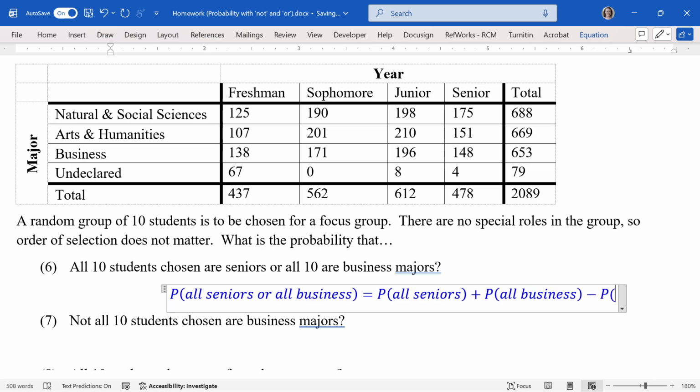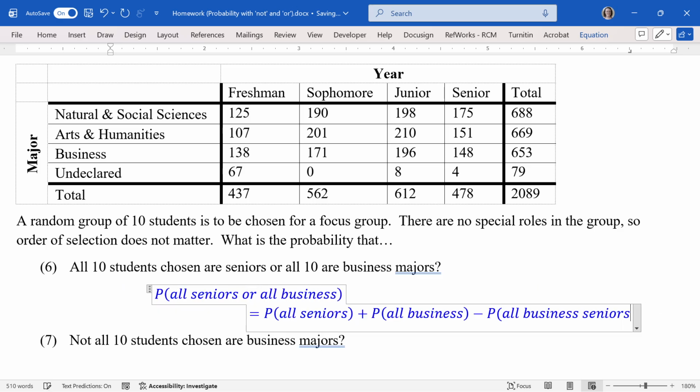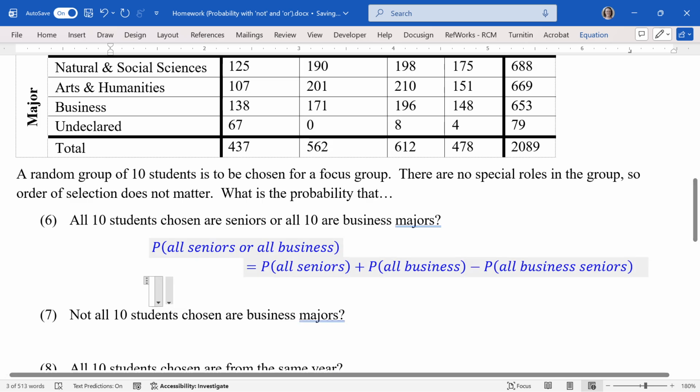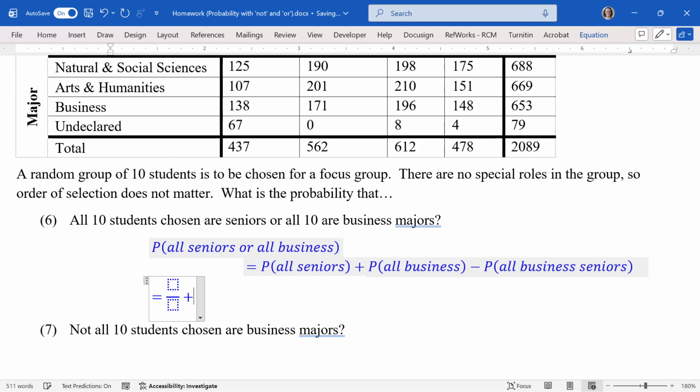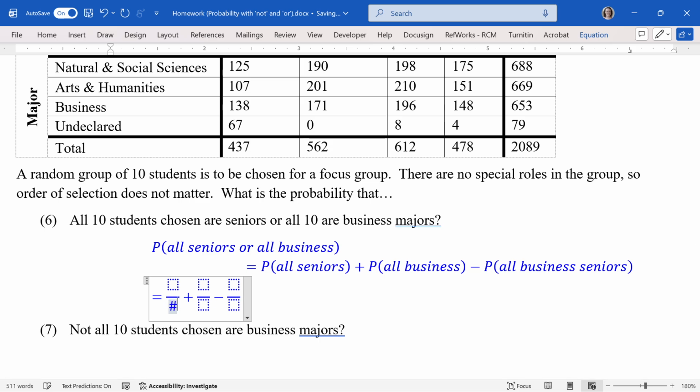Okay, so I want the probability that I get all seniors plus the probability that I get all business minus the probability that I get all business seniors. So both groups, both business and seniors in the same 10 students. Okay, so I'm doing a fraction plus a fraction minus a fraction. So for all of these, the experiment is choosing a random group of 10 students. So the denominator here is going to be the number of ways to choose any 10 students for all of these.